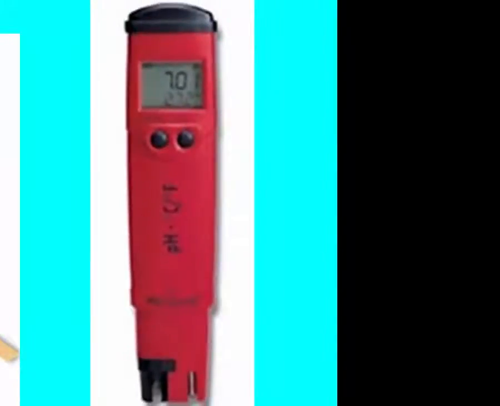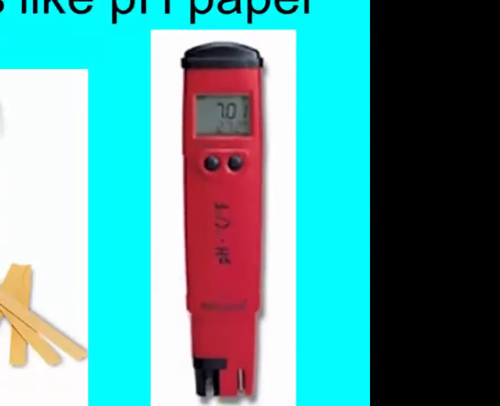You can also use a pH probe, which is basically an electronic device that measures variations in conductivity in the solution. Then on a screen, it'll do a readout of what the pH of that solution is.